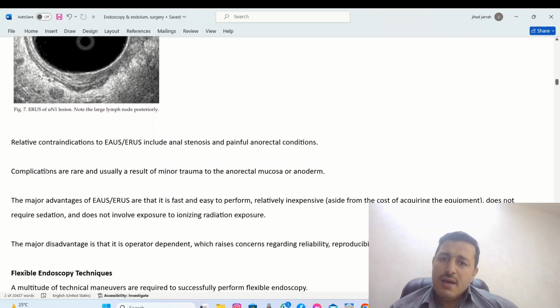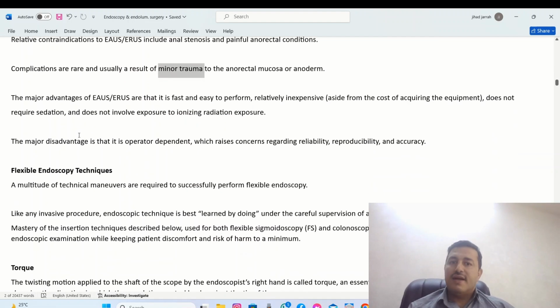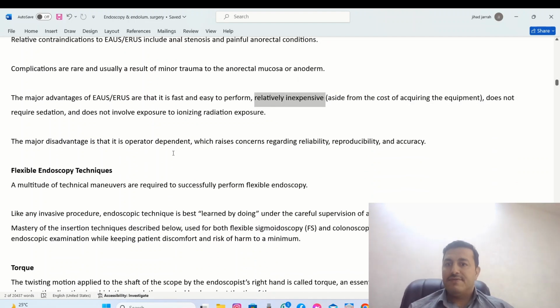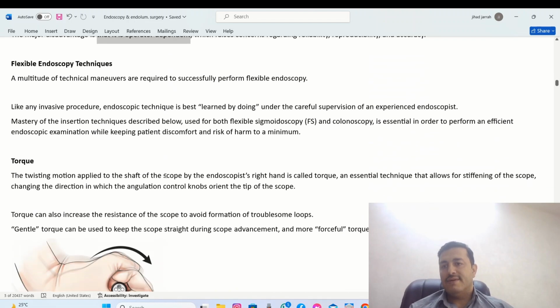Relative contraindications to endorectal and endoanal ultrasound are also similar to those previously discussed, including fissure, painful anorectal condition, and stenosis. Complications are rare, maybe related to minor iatrogenic trauma. Advantages are that it is easy to perform, relatively inexpensive, and of course we avoid radiation exposure. The disadvantage is that it is operator dependent.